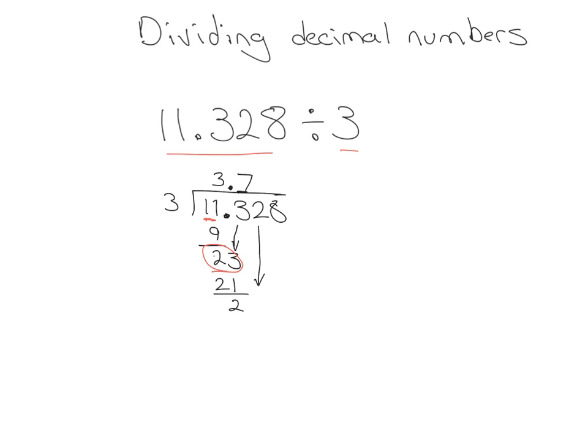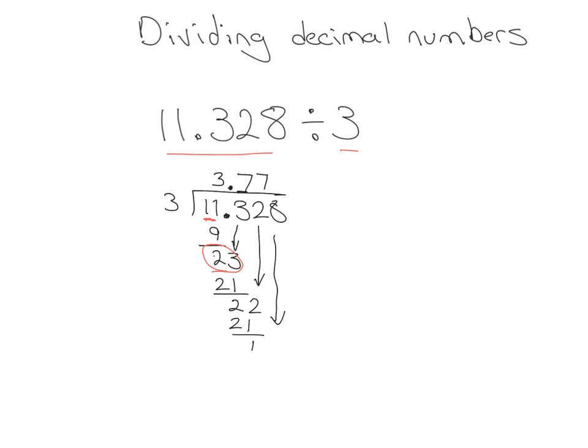We're now going to bring down the next number. We had 2 left over, bring down 2, so we're at 22 now. So we ask ourselves, if you take 22 and divide it up into 3 groups, how much is in each group? Again, it's going to be 7. 7 times 3, we used 21, we're left with 1 left over.